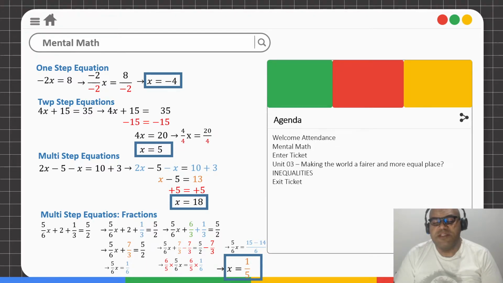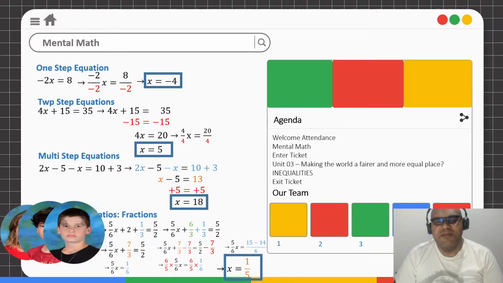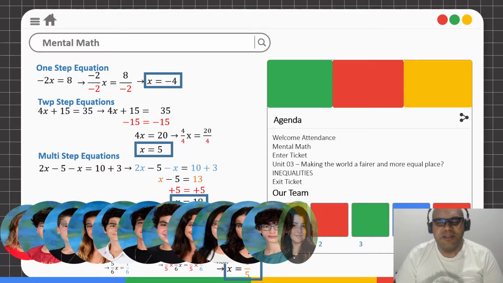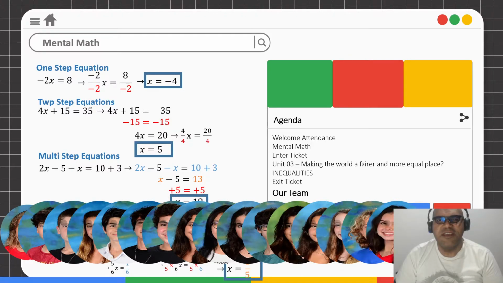But our question for all this unit number 3 will be making the world a fairer and more equal place. Can we do it, guys, together with math? I will show you how to do it, okay? But remember, guys, in this class, as all the time, I'm thinking of each one of you. You are the most important and precious thing I have here. Please be sure to do your best, and I will do my best also to help you. Great, let's go ahead, guys.